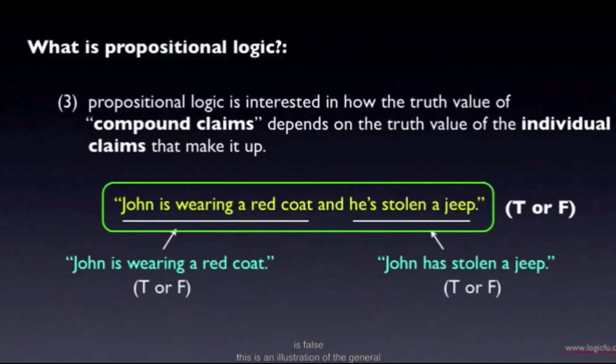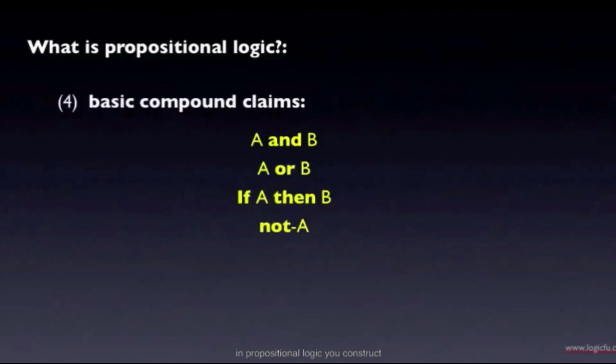This is an illustration of the general point being made in point number 3 above here, that propositional logic is concerned with the way that the truth value of compound claims is a function of the truth value of the individual component claims. In propositional logic, you construct compound claims out of a small number of basic logical connectives. These are the basic types. You form conjunctions using and, you form disjunctions using or, you form conditionals using if-then, and you form contradictories using not.